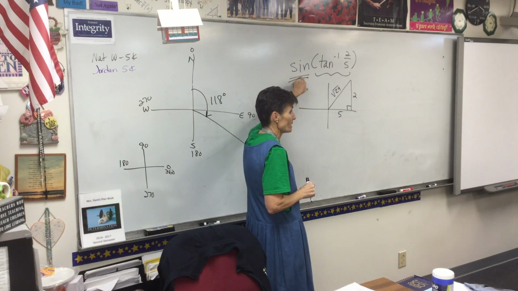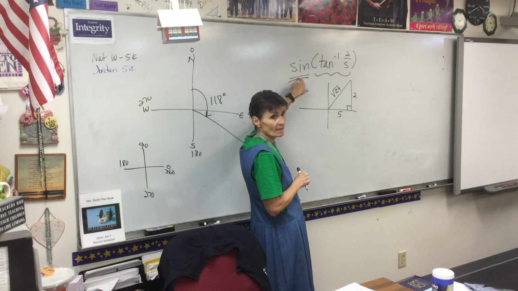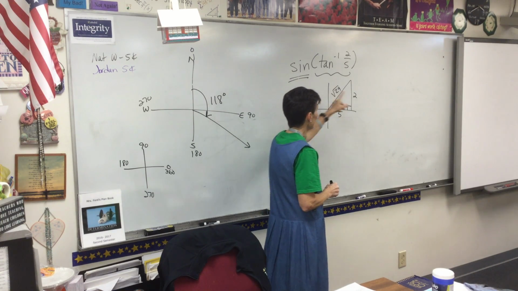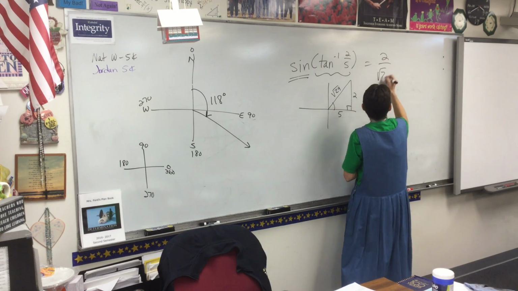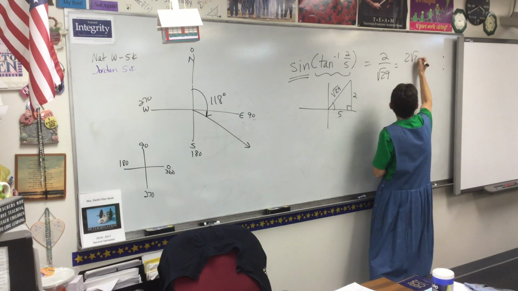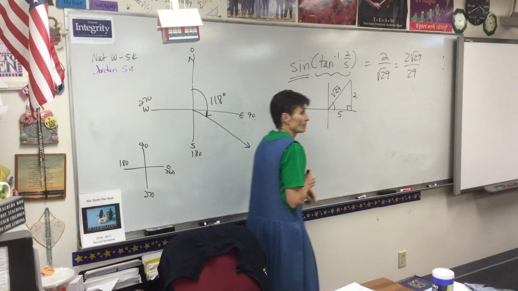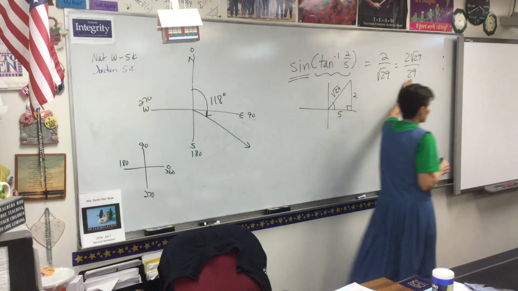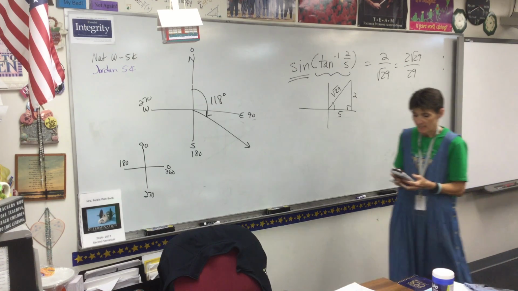Now, what do I want to know? This is the question right here. What do I want to know about that picture? What's the sine? Well, the angle is always at the origin, so the sine would be 2 over root 29, or 2 root 29 over 29. That is called the exact answer. Okay, that's the no calculator answer.